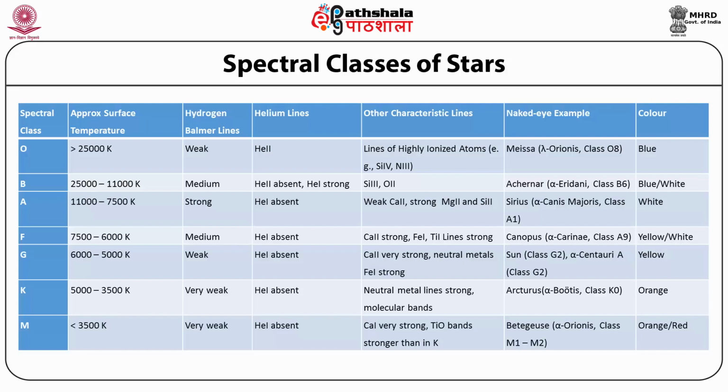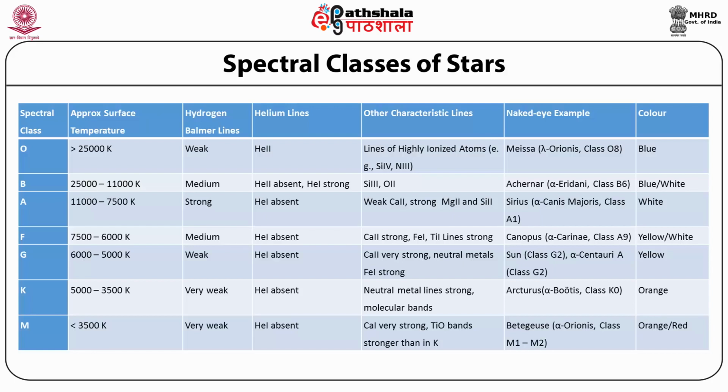Next one is B, having a temperature around 25,000 to 11,000 Kelvin. Medium hydrogen Balmer lines. He2 lines are absent in this, whereas He1 are strong. Other characteristic lines belong to Si3 and O2. A naked eye example is Achernar, Alpha Eridani, class B6, and the color is blue-white.